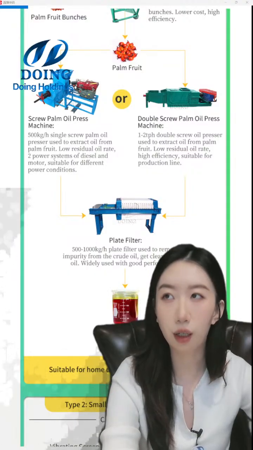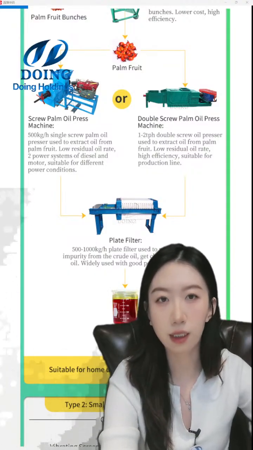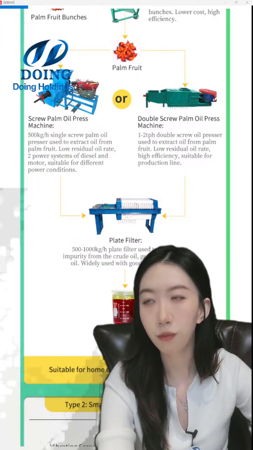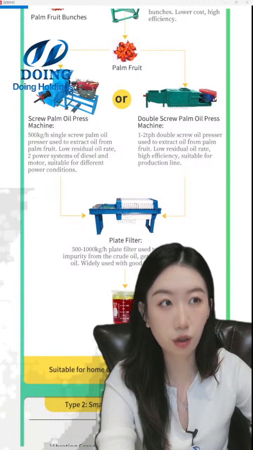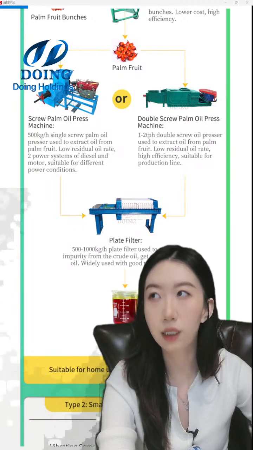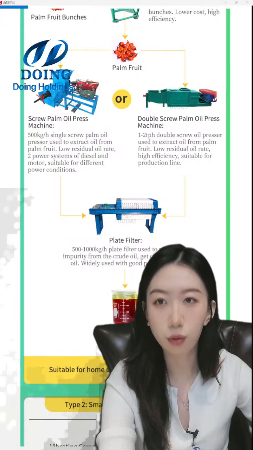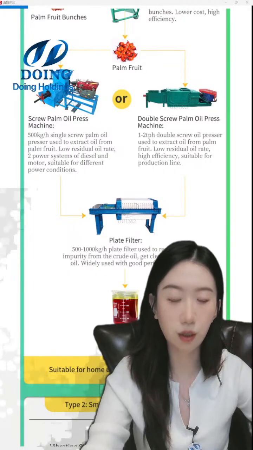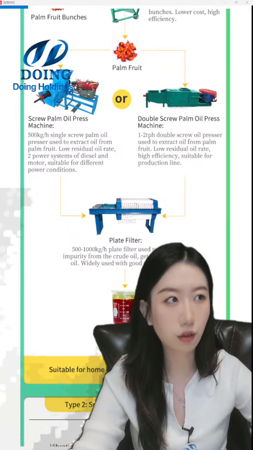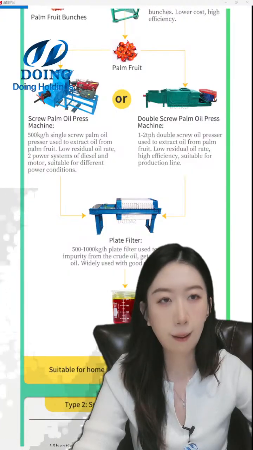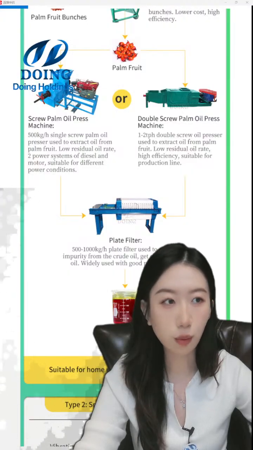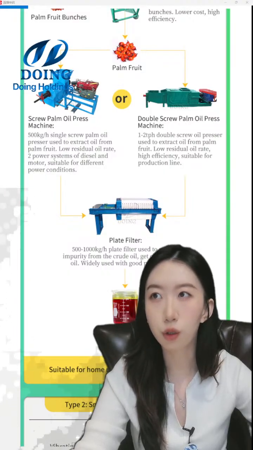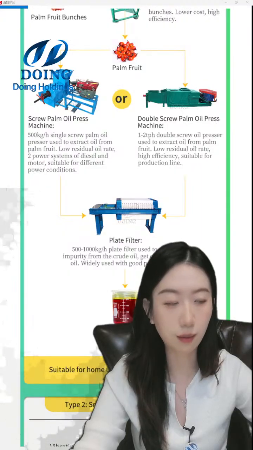And the other one, the double screw palm oil presser, has higher capacity. It is more than 1 to 2 tons per hour. Its oil residual rate is lower than single screw. It's suitable for a production line. So if you want to have a bigger palm oil production line in the future, you can choose the double screw palm oil presser directly.